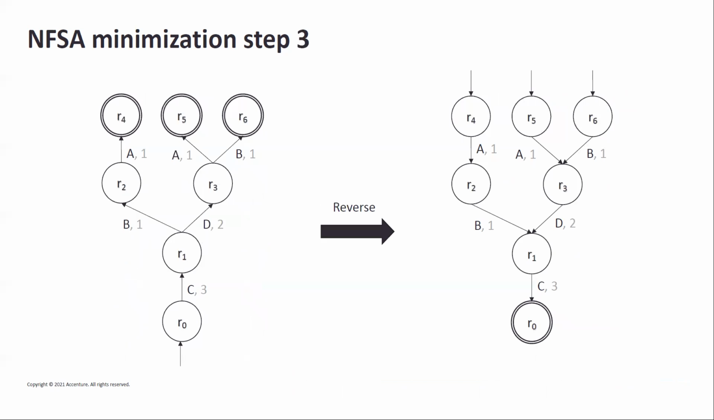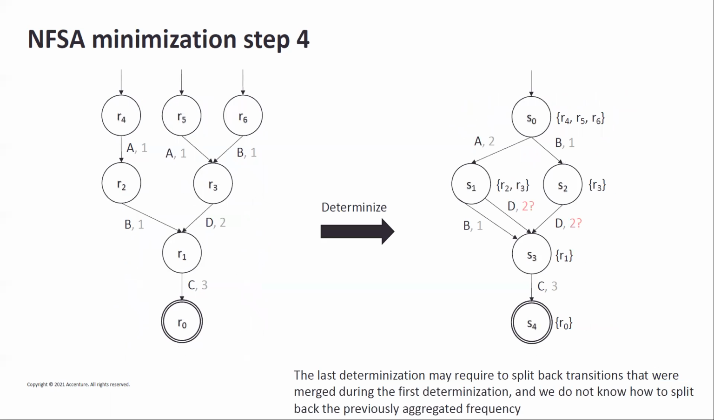So the third step then is simply reversing the automaton. And finally, one more determinizing, this time from the top down. So as you can see here, the state 3 from the automaton on the right, on the left, has been split across 2 transitions in the minimized automaton, and this is why we cannot keep track of the frequencies of the transitions as we perform these steps.